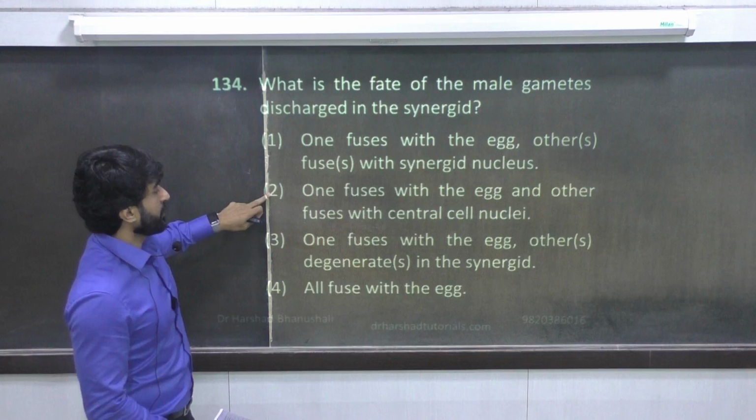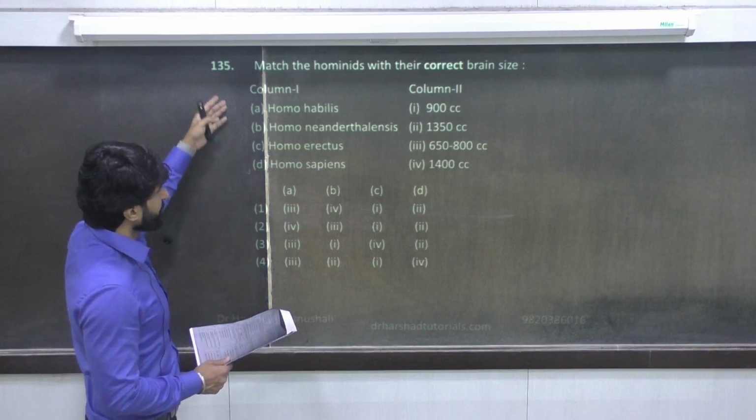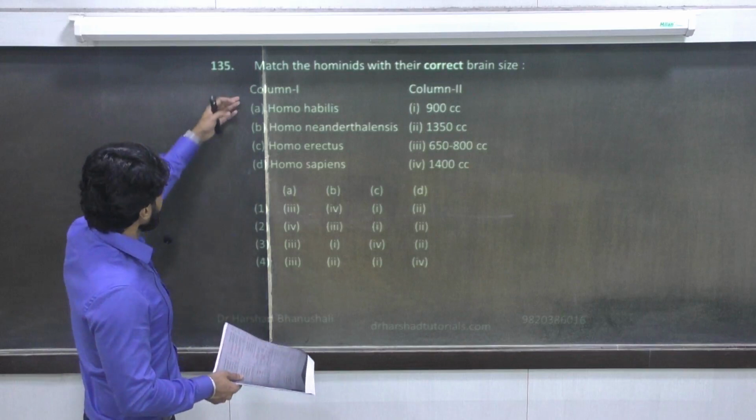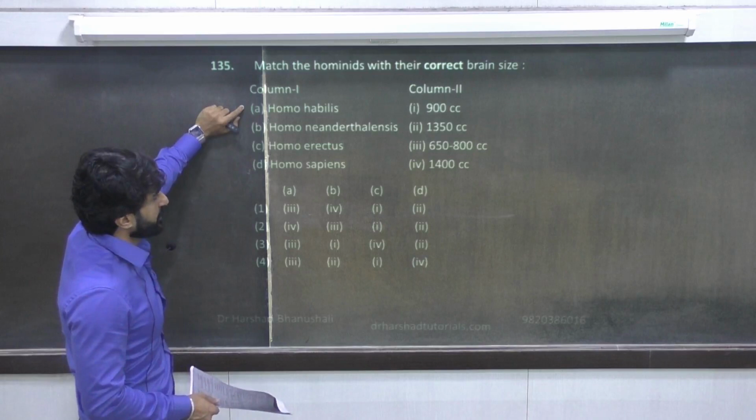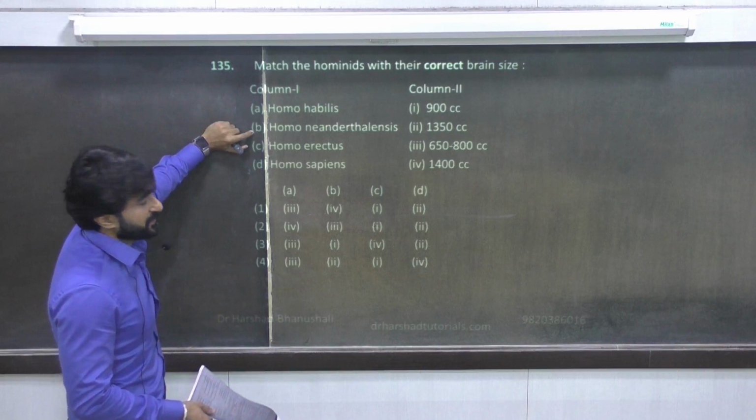We've got to match the columns here. Again, if you follow NCERT, it's a straightforward question. They have given you the cranial capacities. All of these are given in NCERT. If you see, Homo habilis has one of the smallest cranial capacities, 650 to 800. So A would be 3. Homo neanderthalensis are the largest ones with the head. So you have 1400. So you have B 4.